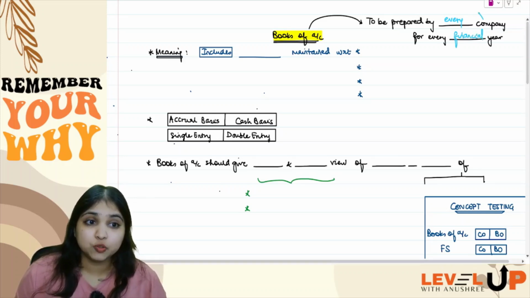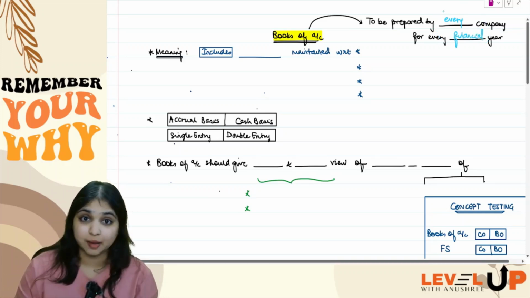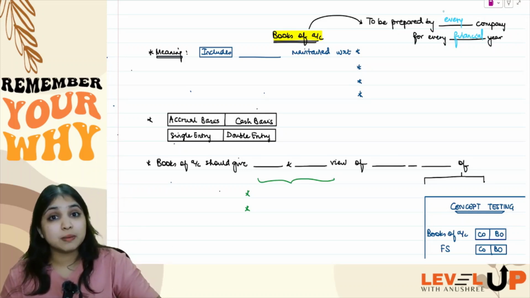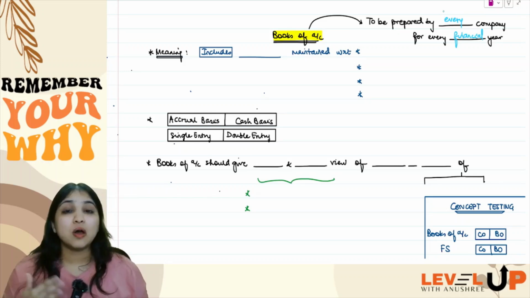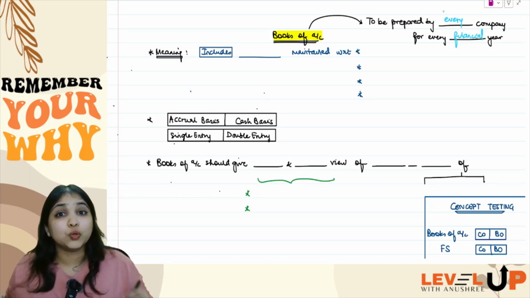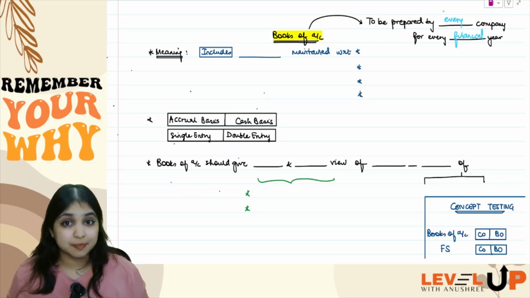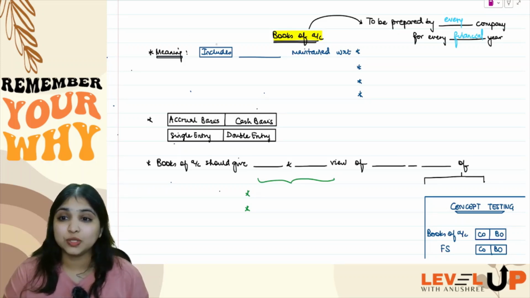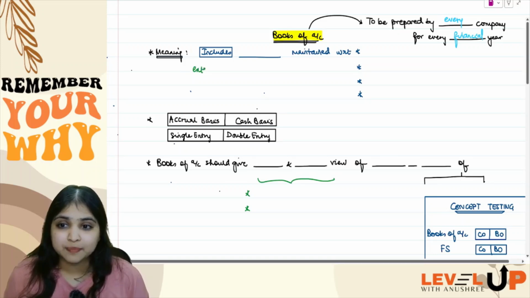So here itself 2 concepts are involved. Number 1, which company has to prepare books of accounts? Every company. Number 2, books of accounts have to be prepared when? They have to be prepared for every financial year. Now comes the question that what exactly do you even mean by books of accounts? There is a definition which is given to us in the Companies Act. The definition starts with the word includes. Now includes itself indicates to us that okay, this is going to be an extensive definition.